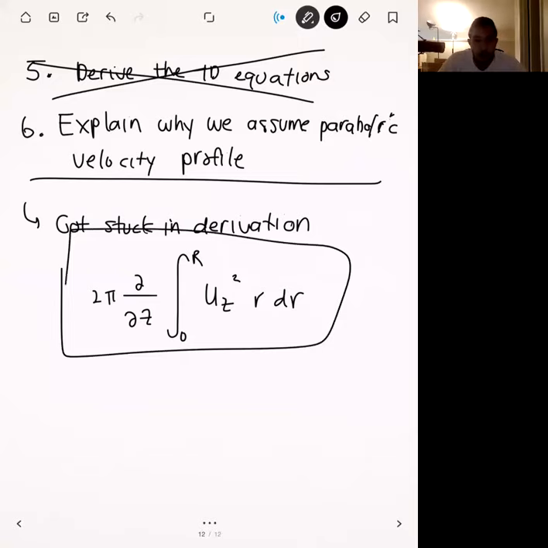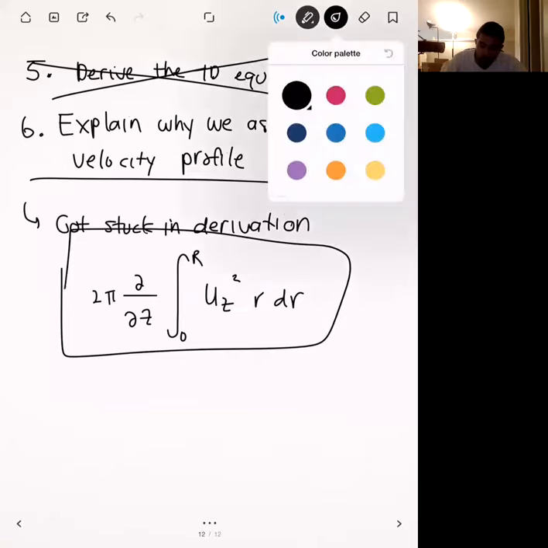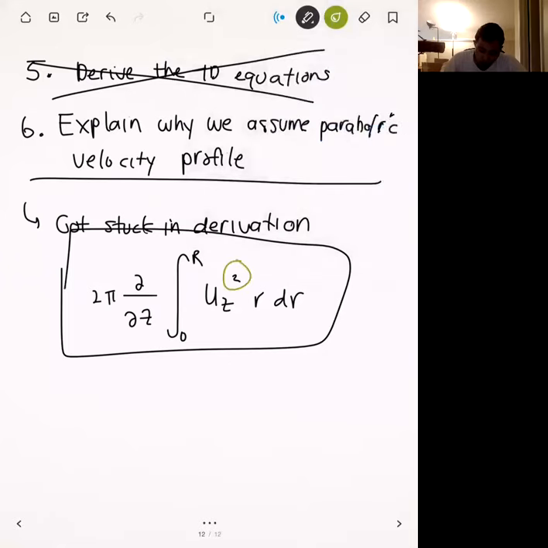Because all the other times that uz appeared in our derivation, we were able to convert it to flow by saying that the integral of uz is equal to flow. But we couldn't do that for this one because we don't have the integral of uz. What we have here is the integral of uz squared. And so we were stuck because we couldn't evaluate this term or simplify it anymore. So in order to evaluate this term, we had to plug in something for uz.